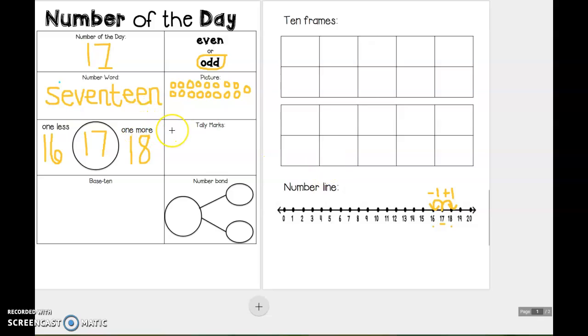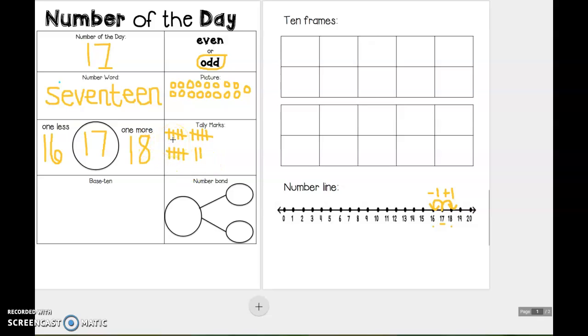All right, now when I'm drawing my tally marks, let's remember for every fifth one, I'm going to cross over. So count with me. 1, 2, 3, 4, cross 5, 6, 7, 8, 9, cross 10, 11, 12, 13, 14, cross 15, 16, 17, and I stop right there.